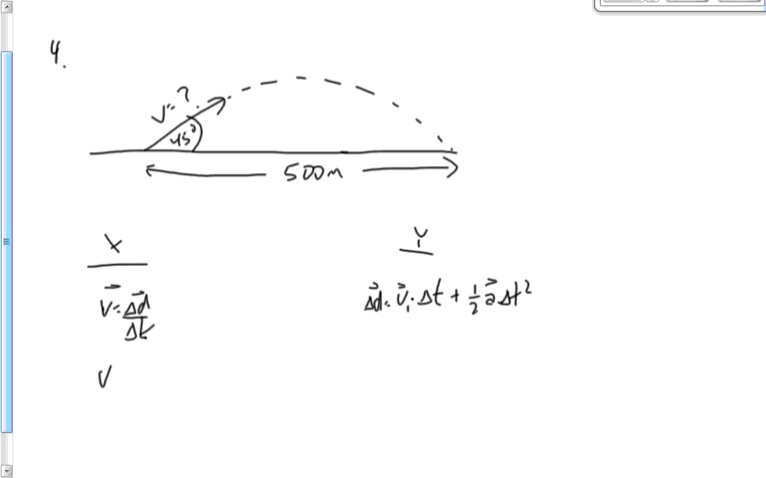Okay, v. Don't know what that is, do we? It's something at 45 degrees, but we don't know what it is. Delta d for the x component is 500 meters. Delta t, we don't know. So that wasn't very helpful. That often happens to us, right? We often go through one of the components, and it isn't very helpful to me. So let's go to the second one now.